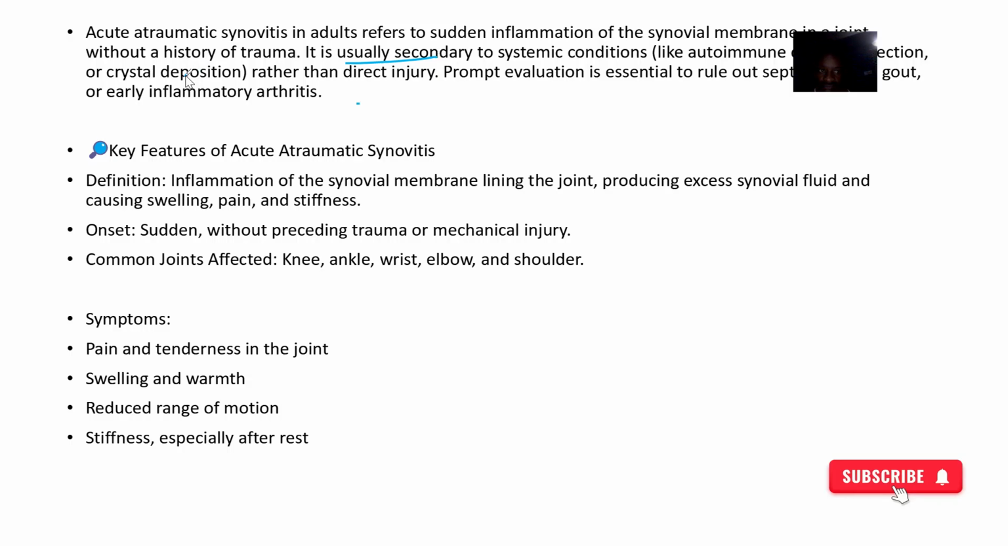Okay, so key features of this acute atraumatic synovitis is there's inflammation of the synovial membrane, which is lining the joint, and this is now producing excess synovial fluid, and it's causing a lot of pain, a lot of stiffness. So it's usually sudden, all of a sudden, without what? A previous history of trauma or mechanical injury.